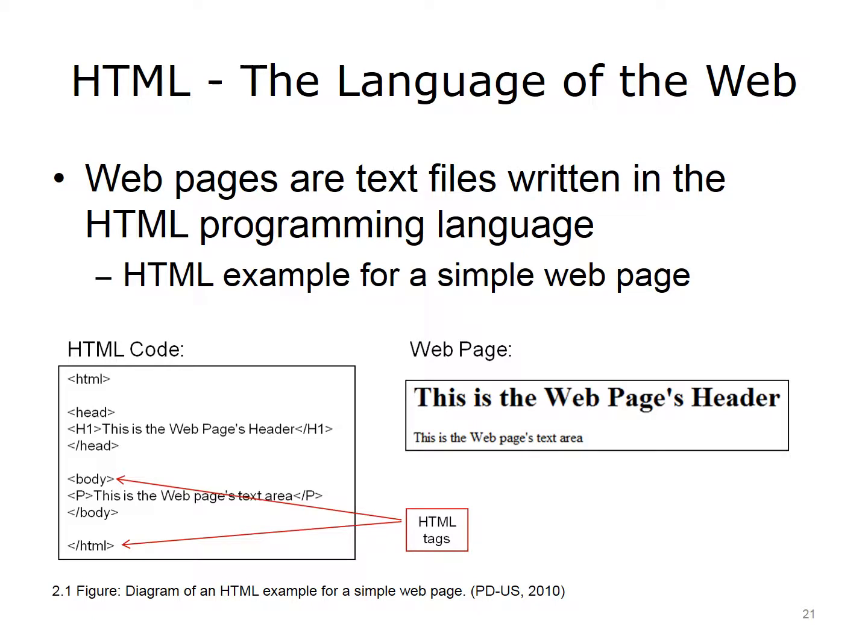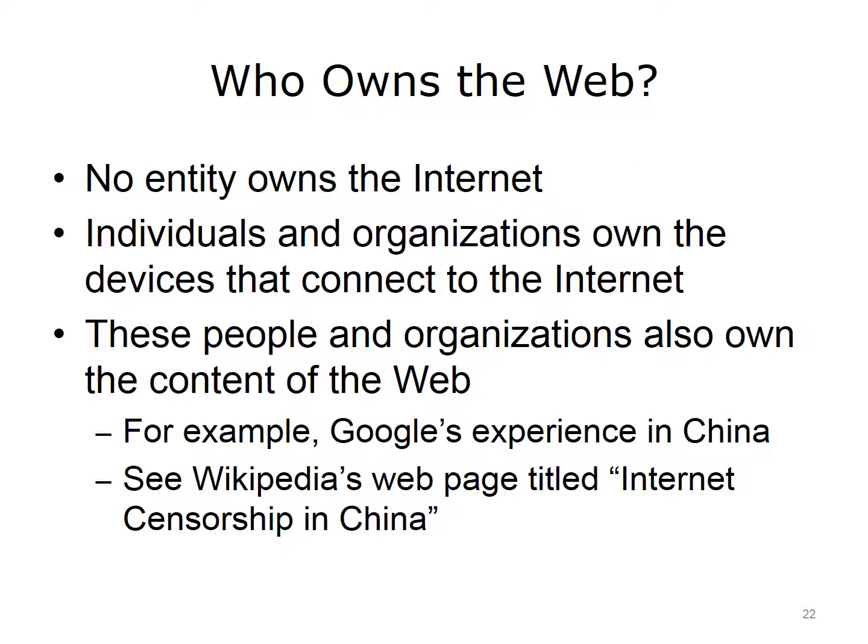To reproduce the web page output shown above, all you would have to do is type the HTML code into a Notepad document, save the document with the file extension of either HTM or HTML, then double-click on the file to open it. This leads to the question, who owns the web? The answer is that no entity owns the Internet. People and organizations own the devices that connect to the Internet and form the World Wide Web. In fact, these people and organizations also own the content on the web.